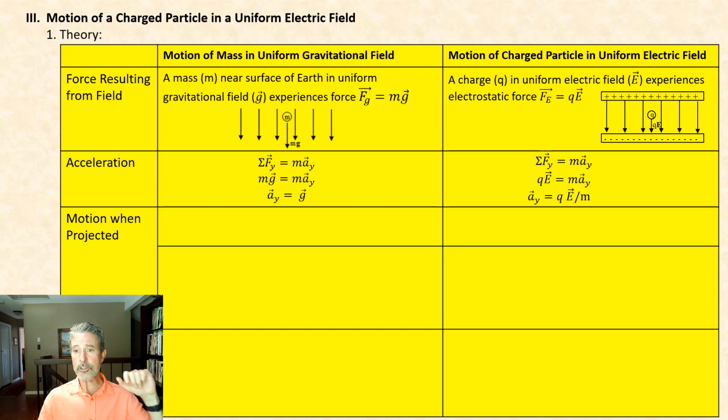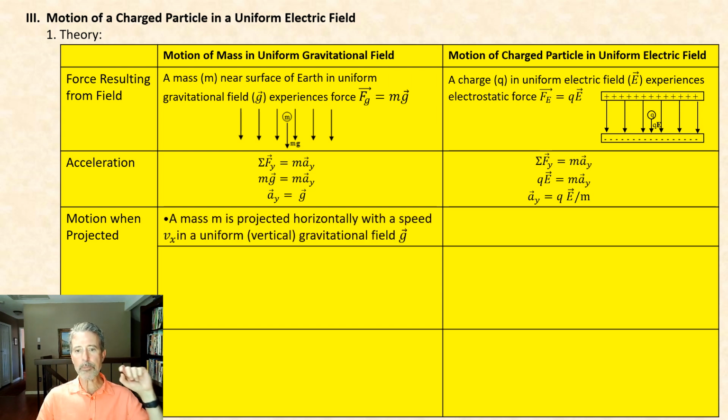We now turn our attention to the more general case where a charged particle could move in 2 dimensions in a uniform electric field. To understand this, we'll start with what we already know, which is the case of the classic projectile. That is for a mass which is projected into a uniform gravitational field. We'll look at the simplest case here where the mass is projected horizontally at a constant velocity in a gravitational field which is perpendicular to it.